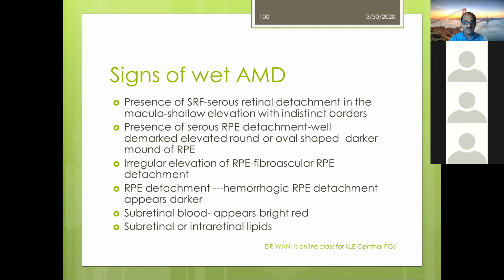elevation of the RPE. So sometimes there can be irregular elevation, the one we saw, fibrovascular RPE detachment, and sometimes there can be hemorrhagic RPE detachment because there will be hemorrhage into the RPE, and sometimes subretinal blood can appear, which is bright red. Subretinal or intraretinal lipids are also common because if there is a subretinal or sub-RPE CNV, they can leak proteins or lipids and they can accumulate in the retina or subretinal space.